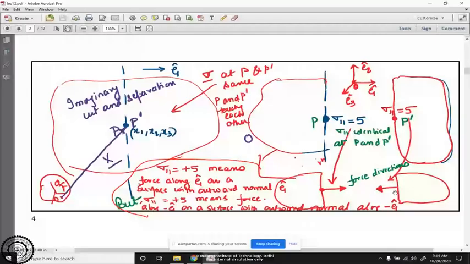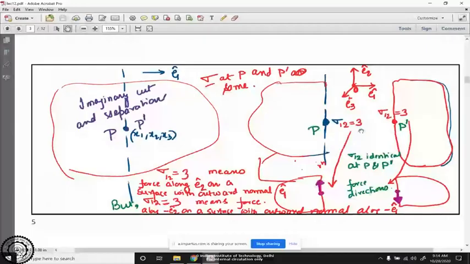A similar idea holds for sigma 1,2. If sigma 1,2 is 3, it is 3 for both P and P prime, because again it is defined for a point. But if you have to draw the free body diagram of the left part, sigma 1,2 equals 3 means that the force acting in the two direction should be pointed upwards. And if you are drawing the free body diagram of the right part, then the force that you should draw corresponding to sigma 1,2 equals 3 should be pointed towards minus E2 direction. That is following the sign convention.